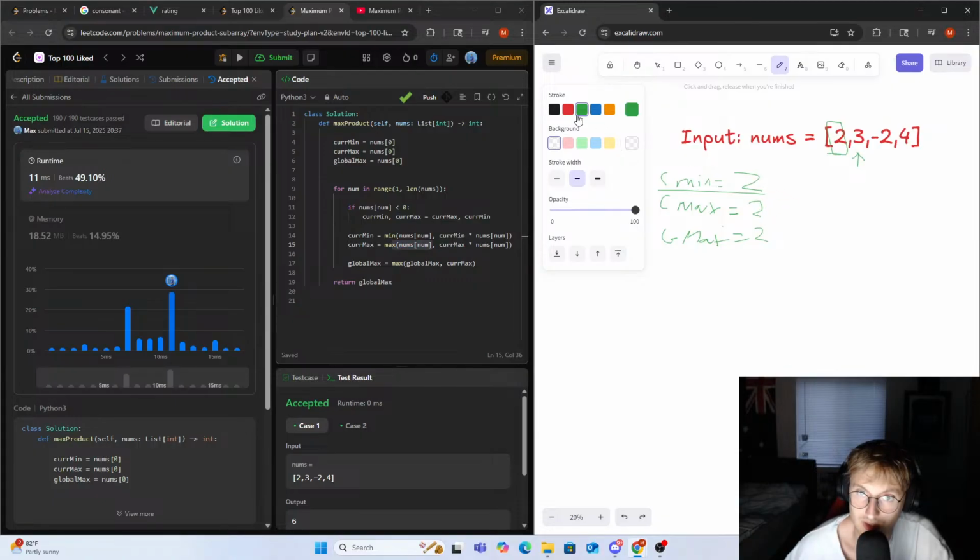Alright, we're going to switch colors every iteration. So we're looking at this one. We're going to leave it at 2. This is now going to be 6. And then our curMax is going to be... our global max and our curMax, which is going to be 6 as well. Right?